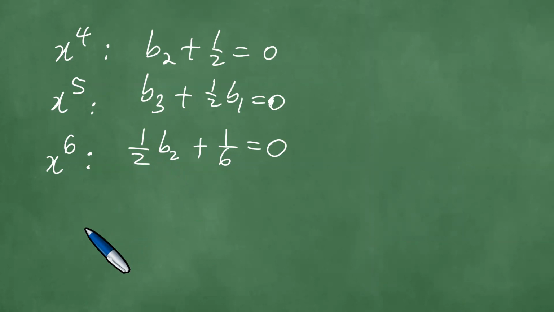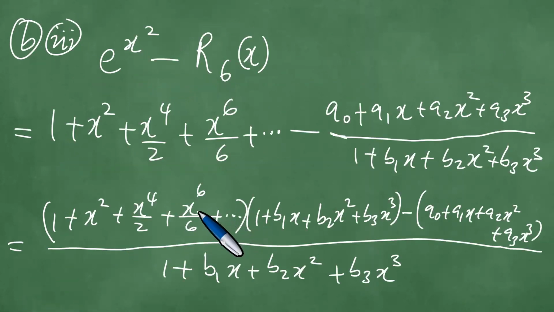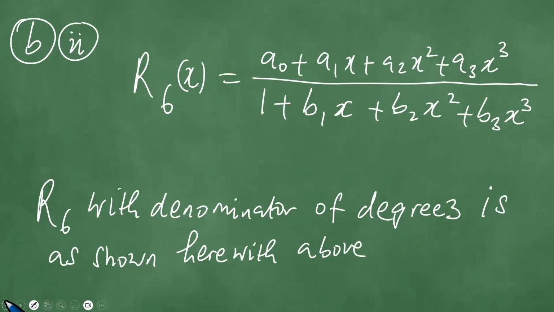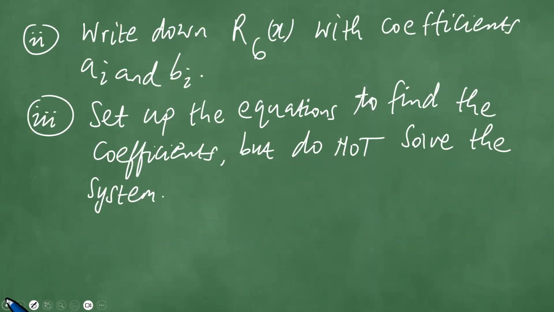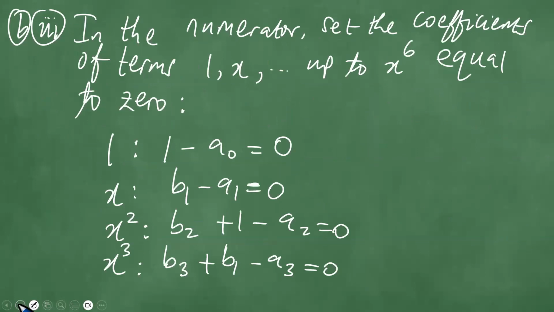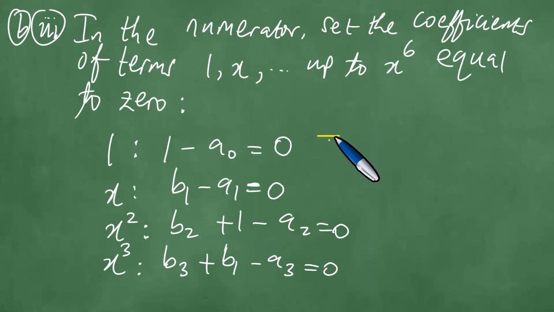Obviously the question asked us not to find the coefficients because they said do not solve these, but we can proceed to solve these. I've just looked at them and I realized that it's very, very easy to solve them. Because here's the question: write down the R6, set up the equations to find the coefficients, but do not solve the system. But this one is a very, very simple system to solve. If you look at it very carefully, I'm going to do it in the orange or yellowish color. It's easy to find A naught.